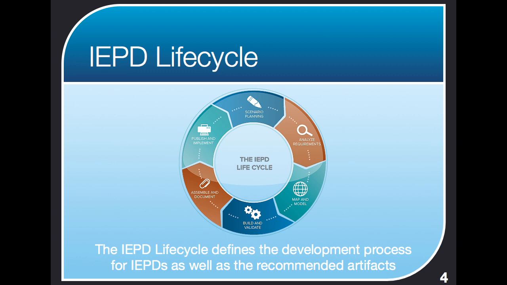This life cycle defines both the development process for making an IEPD as well as the recommended artifacts at each stage. It starts at the top with scenario planning. That leads into analyzing requirements, which leads to mapping and modeling, which leads to building and validating, leading to assembling and documenting, and then finally publishing and implementing. But I say finally, and I don't really mean finally, because you see, publish and implement leads right back into scenario planning. What that means is that the results from one IEPD feed into the scenario planning for other IEPDs.